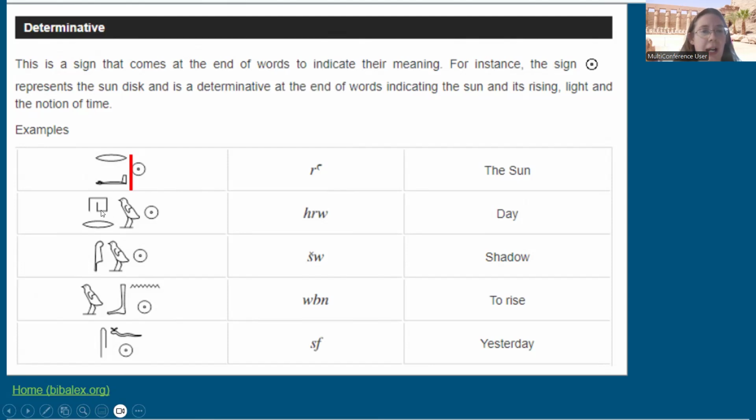So here you have Heru, the word for, or one of the words for, day. And if you look, Heru has three letters in ancient Egyptian, but there are four pictures. There are four pictures because that last picture is not a phonetic letter, it's the determinative. So you have H, R, and double U, and then the determinative.